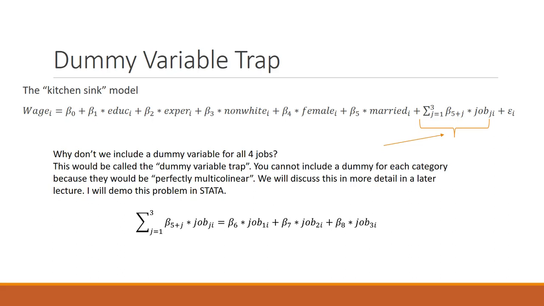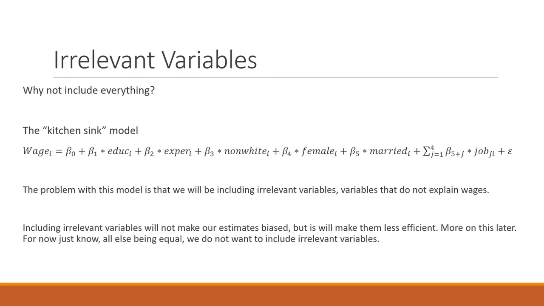All right. So with that aside in place, why don't we include everything? Why don't we use the kitchen sink model? Now the problem with the kitchen sink model is that we are including irrelevant variables, variables that don't explain wages, variables that aren't important. Now what's wrong with including irrelevant variables?